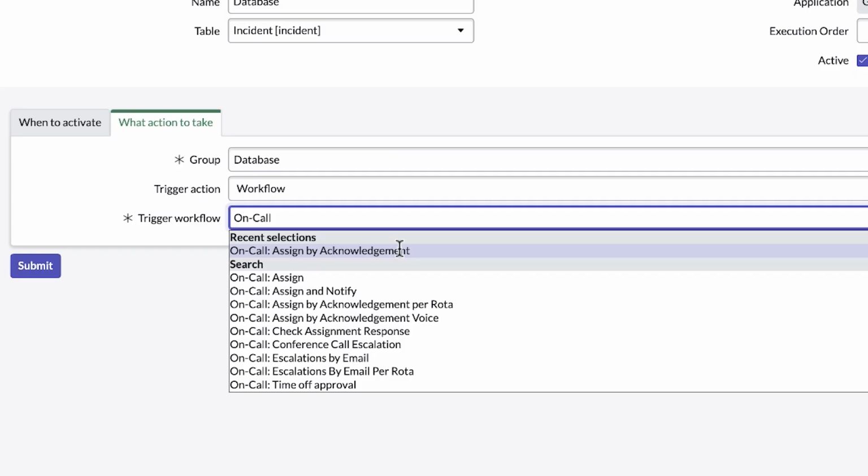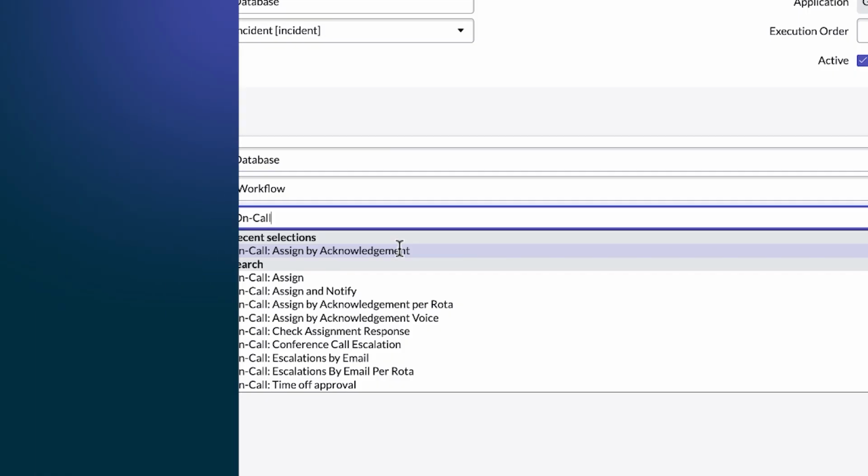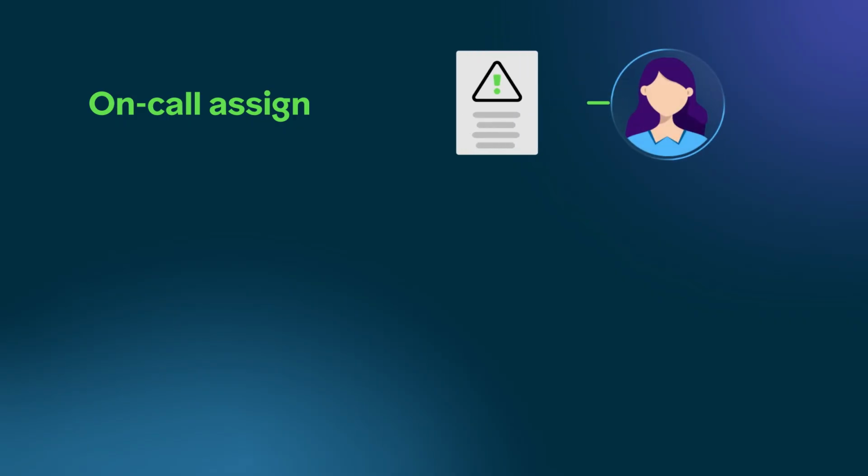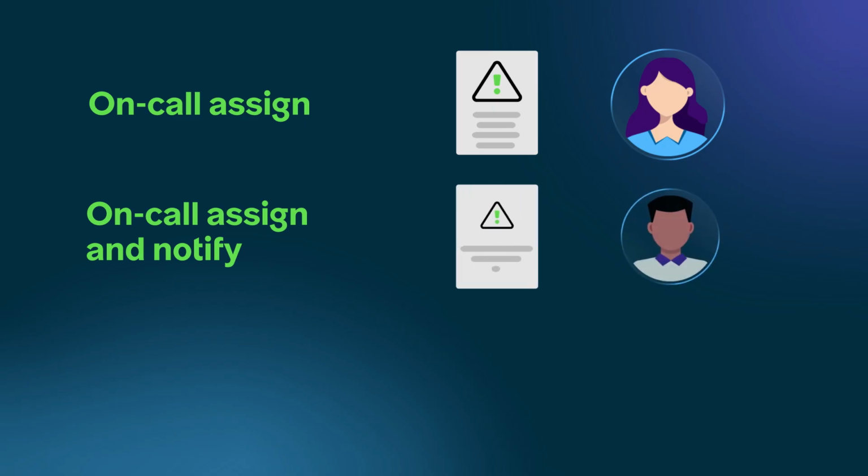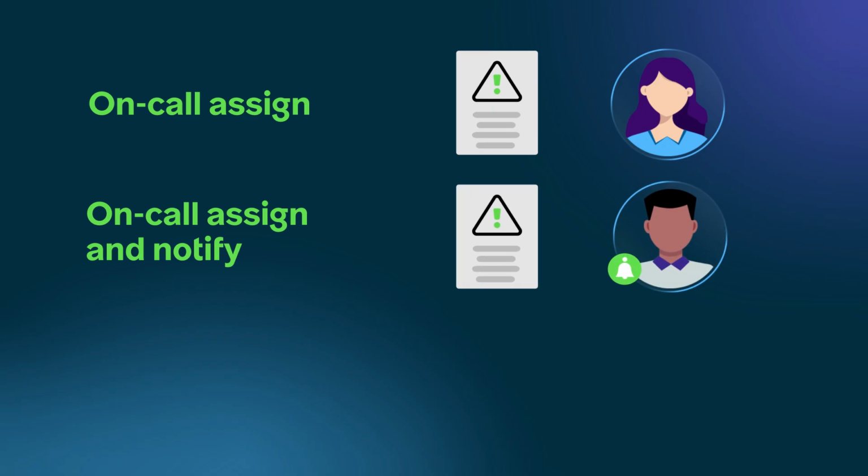Let's look at the differences between these workflows. The on-call assign workflow assigns the incident to the current primary roster member without notifying them. The on-call assign and notify workflow assigns the incident to the current primary roster member and sends an assignment notification.